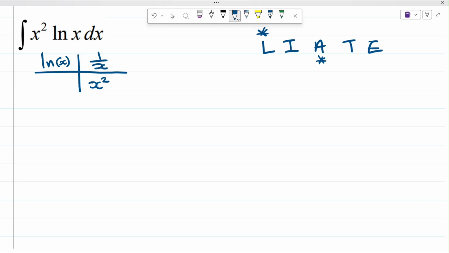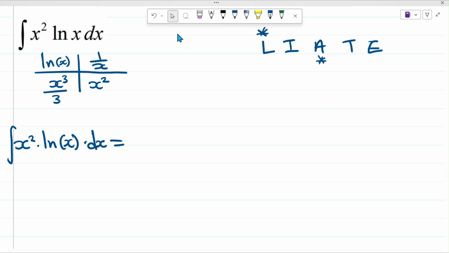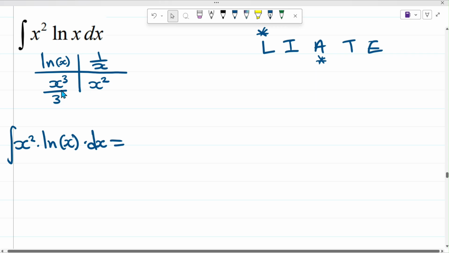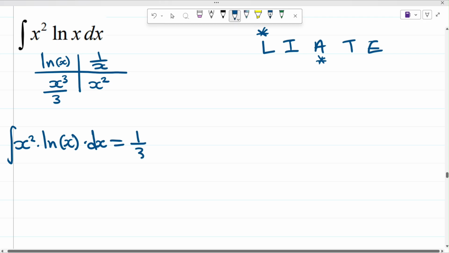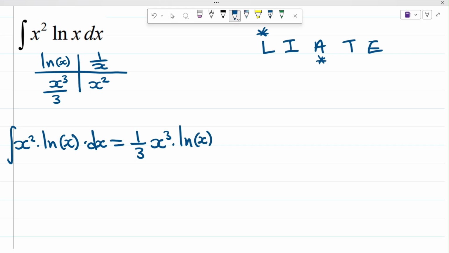I integrate x squared, it becomes what? x cubed over 3. And then we're done. Now it's just a matter of applying my integration by parts. So I'm going to copy down my equation like always. The integral of ln of x dx is equivalent to my second multiplied by the third, so that's going to be 1 over 3 x cubed multiplied by ln of x.